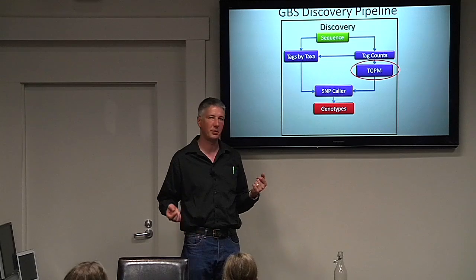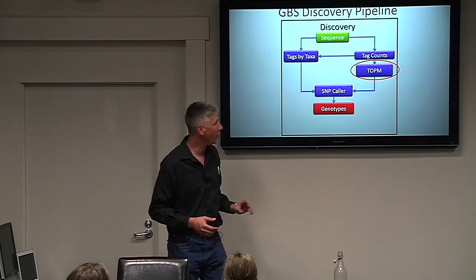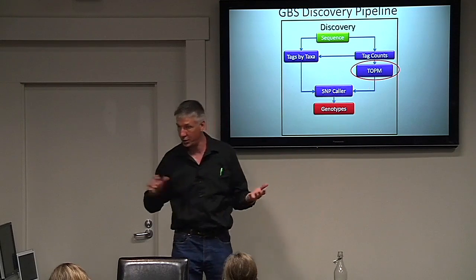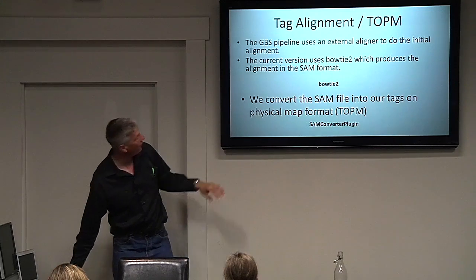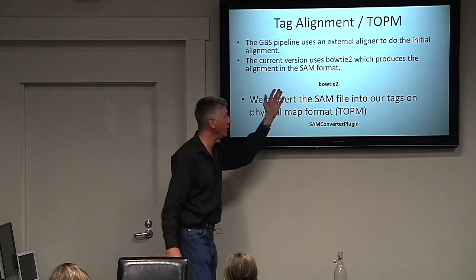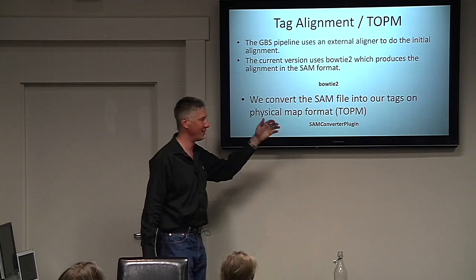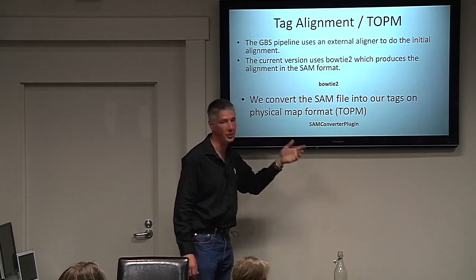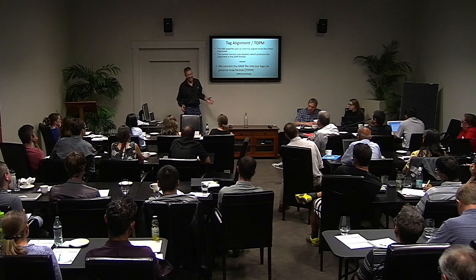And we want to take that and eventually make another file that we call the tags on physical map. So you align them to a genome, right? And then you put them in that format. So we use an external aligner, and most recently we've been using Bowtie 2 a lot. I think we like BWA mem now. BWA mem is good, but I don't think it's currently supported.